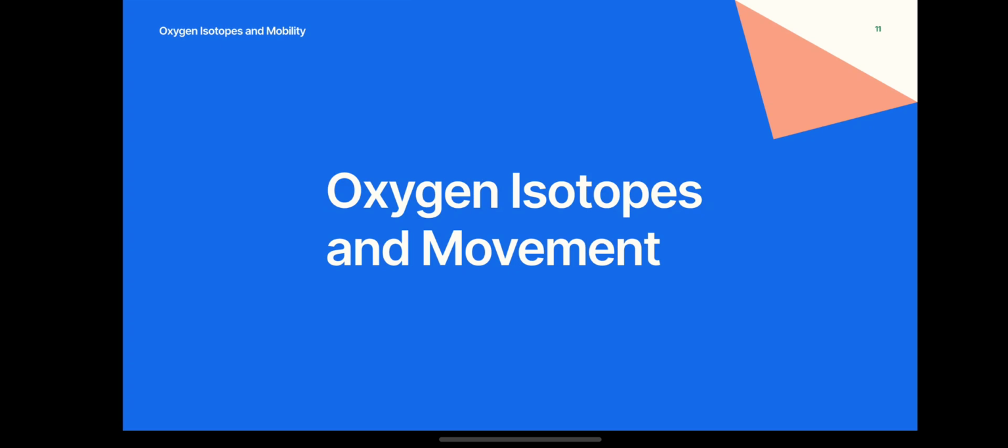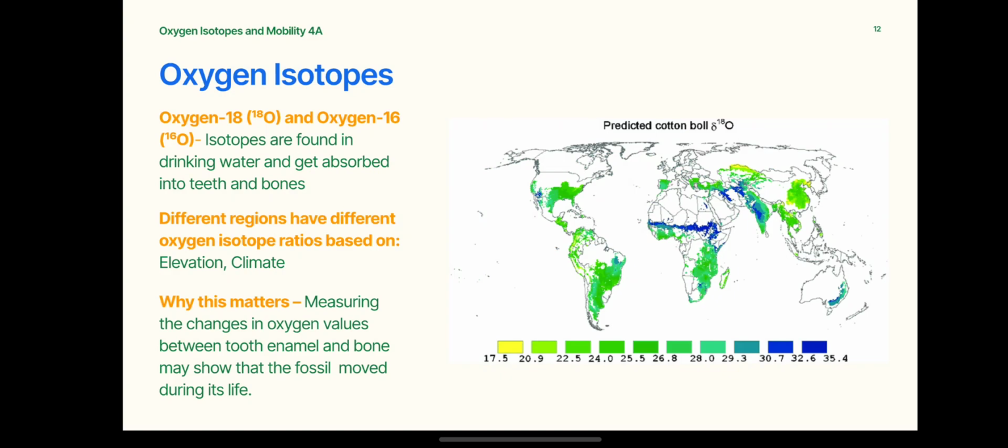Oxygen isotopes and movement. So now we're switching gears from food to water and how it can tell us where someone lived. The key here is oxygen isotopes, specifically oxygen 18. Just like plants absorb carbon, water contains different levels of oxygen isotopes depending on where it came from. As you can see on the map, elevation, climate, and region all affect the isotope levels in local water sources.